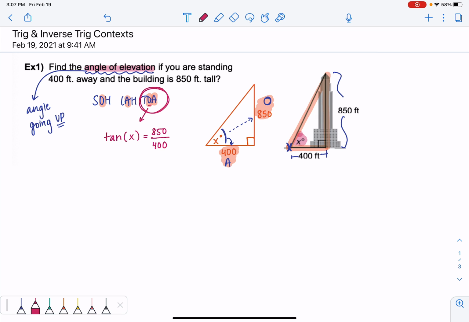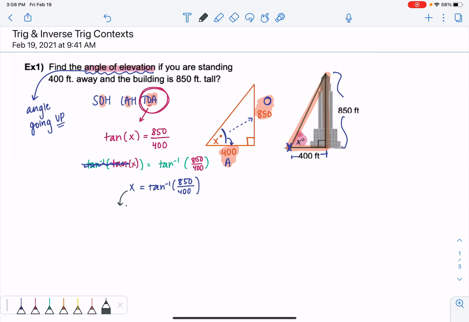We want to get X alone, so we're going to apply inverse tangent on both sides. Remember, tangent and inverse tangent undo each other, and what we do to one side, we have to do to the other. We're left with just X on the left because they cancel, and we have inverse tangent of 850 divided by 400.